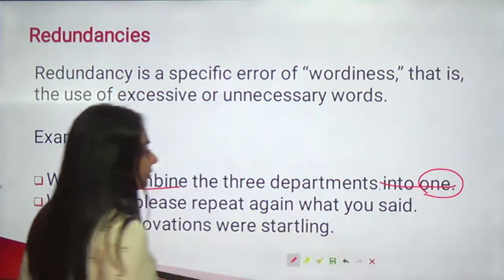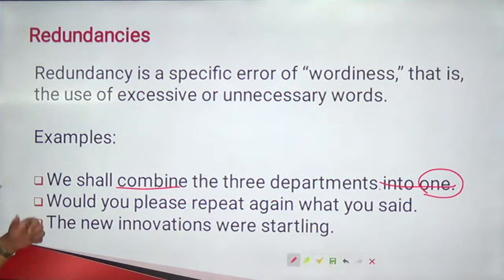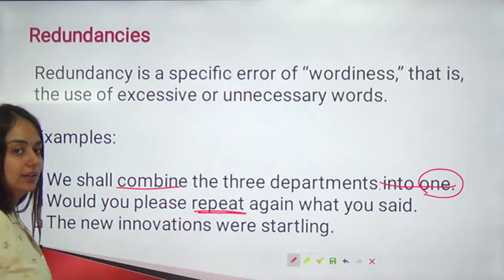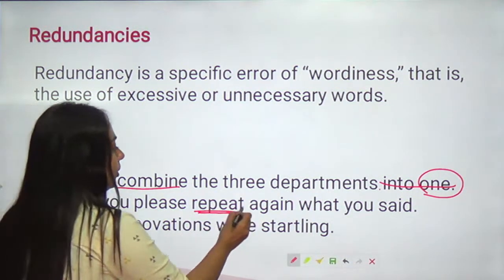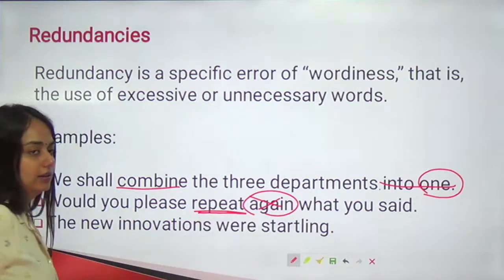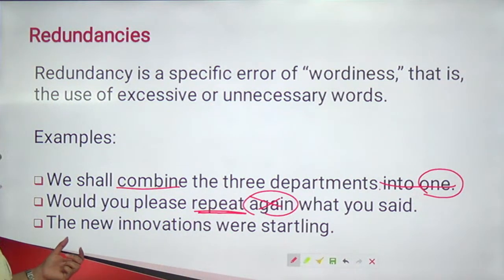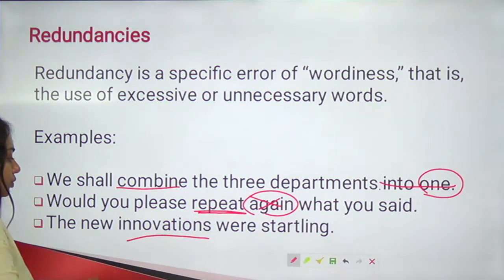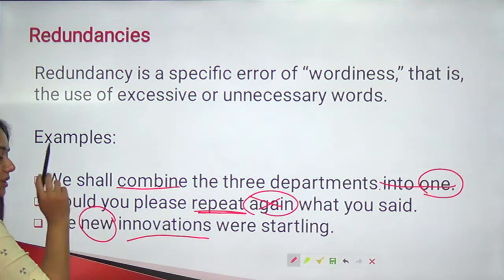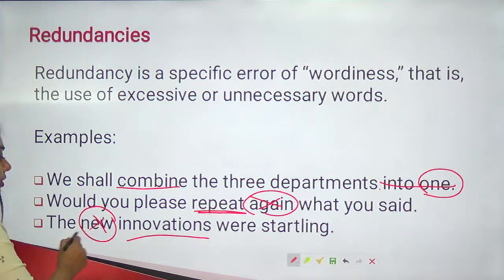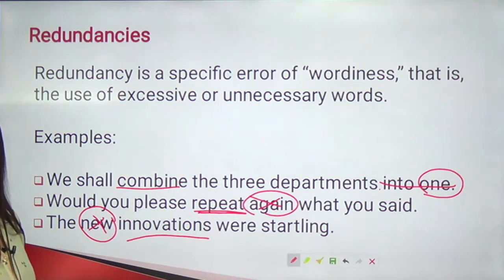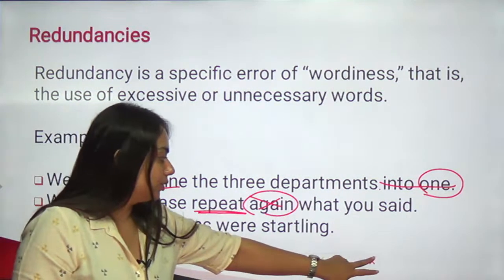This is not needed. The second one, would you please repeat again what you said? When you are already repeating it, which is again saying it, why do you have to say again? This is redundant. The new innovations were startling. When it's already innovations, why do we have to say new? Innovations are anyways new. So new is not required here, it's unnecessary, so it is redundant.